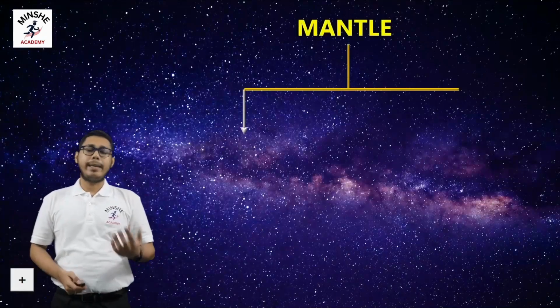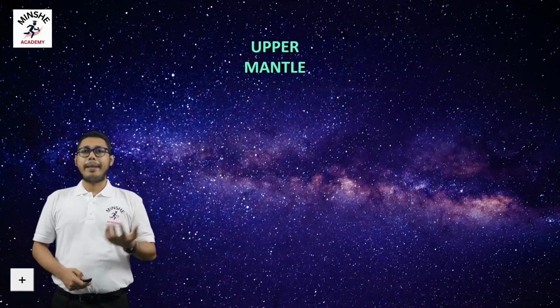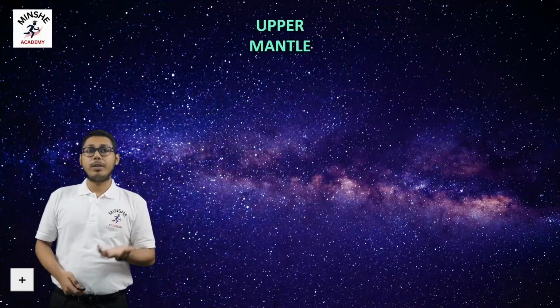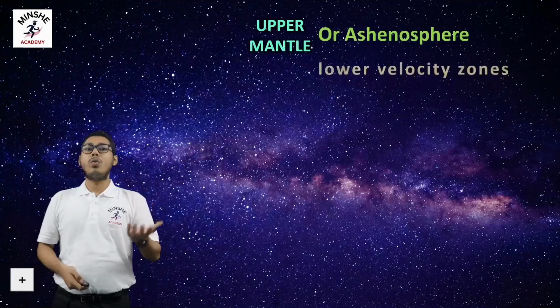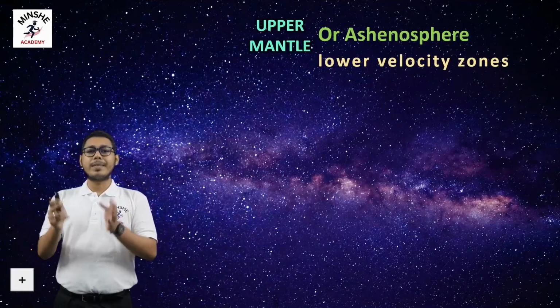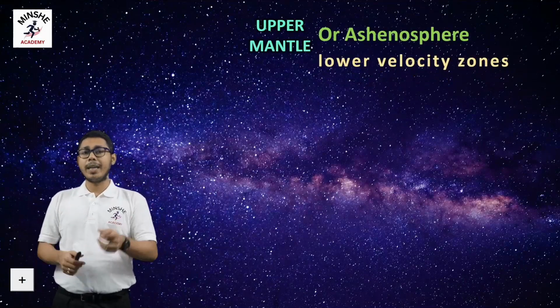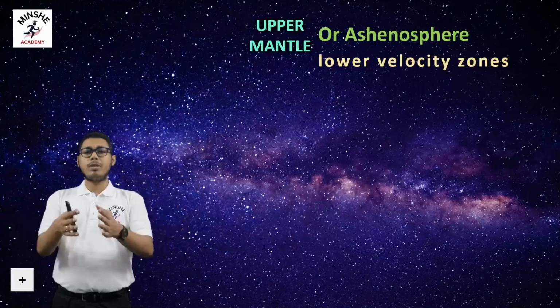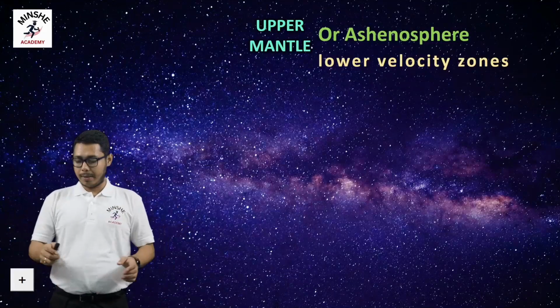Now mantle, again we know that upper mantle, lower mantle. Now upper mantle, as I have already said, is the asthenosphere, or the low velocity zone. Why the low velocity zone? Because here the earthquake waves become less in speed. Why? Because we know the more the traffic, the more difficult it is. More density means more traffic per se.